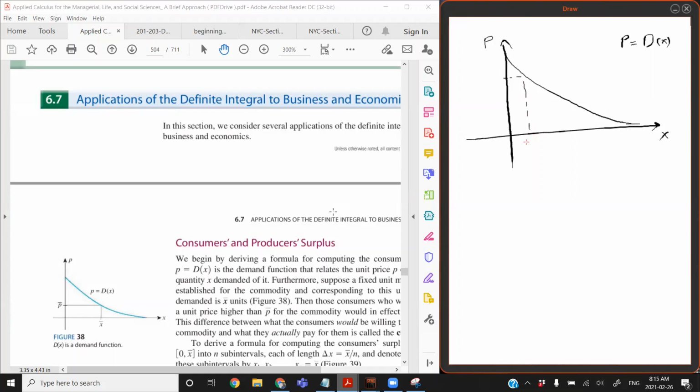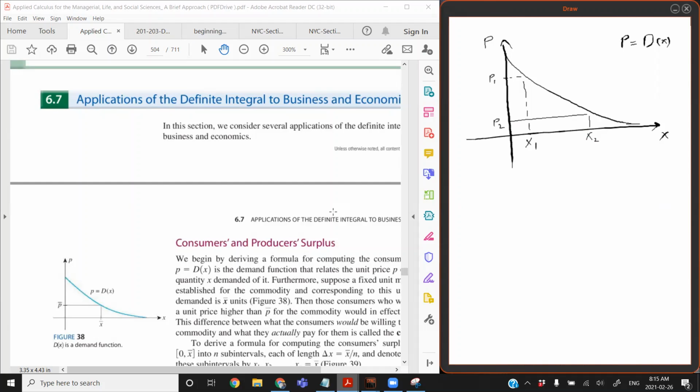So let's say I have X1 here, which is associated to P1. So high price is associated to a small demand. So demand would be whatever this length is. So you're going to have a small demand if the price is high. If the price is low, so assume that the price is P2, then the demand is going to be X2. So lower prices are associated with higher demands.